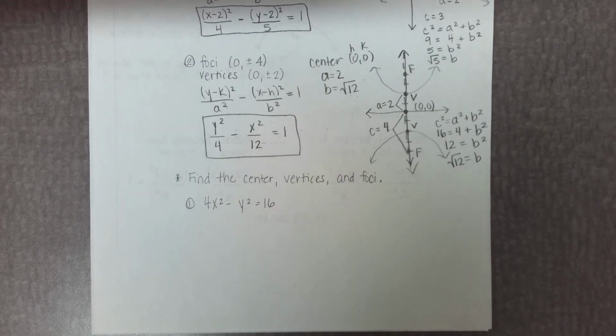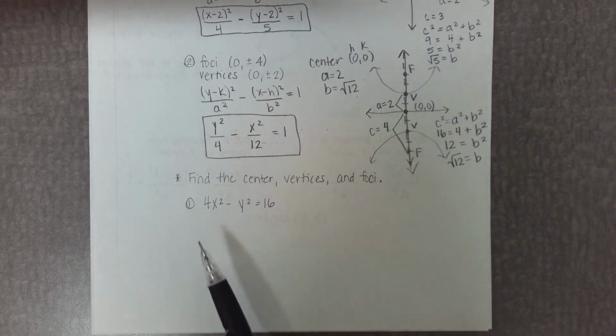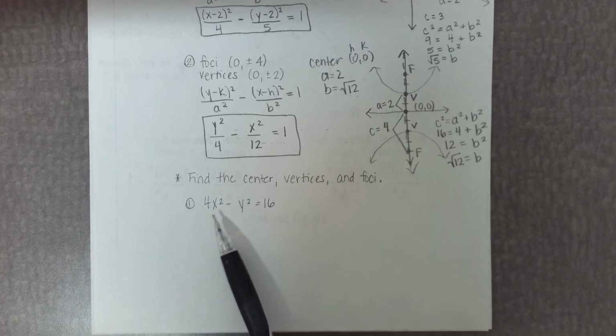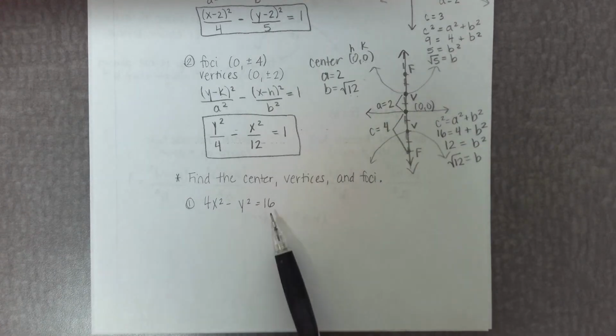In this video, we're going to look at how you can take the equation of a hyperbola that may not necessarily be in standard form yet, how you can transform that equation into standard form, and then from there, identify the center, the vertices, and the foci. So here we have an equation of a hyperbola, 4x squared minus y squared equals 16.